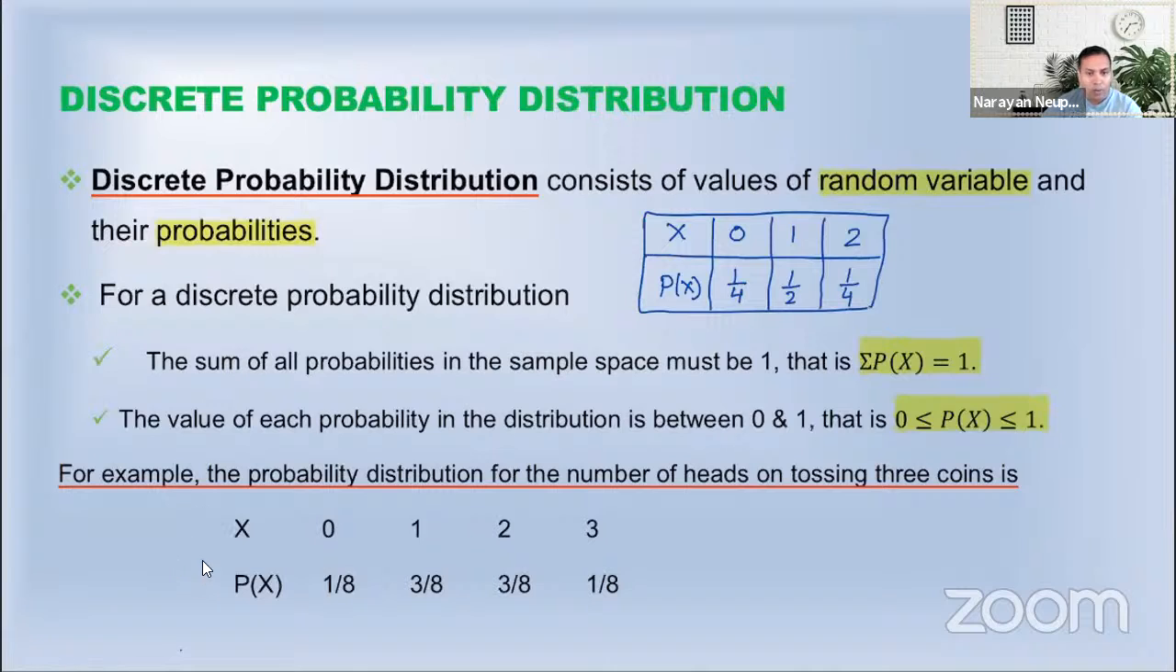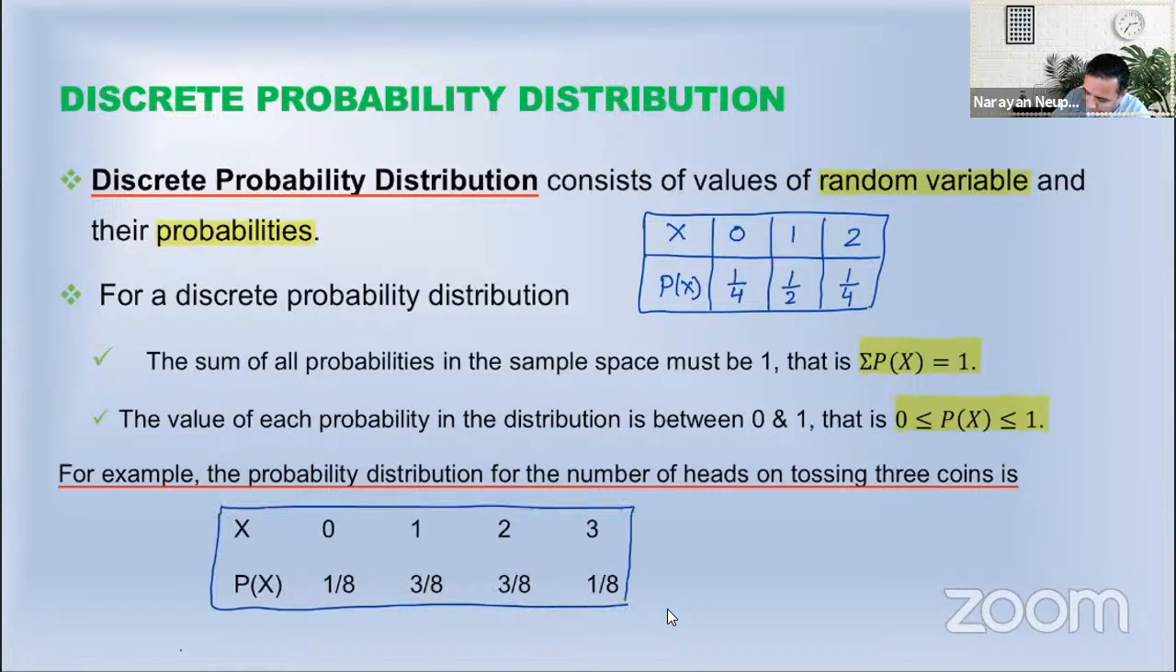Here I have the other one. We can check it quickly. For example, the probability distribution for the number of heads on tossing 3 coins. Now we are tossing 3 coins simultaneously. You may get 0 heads, or 1 head, 2 heads, or 3 heads. And we have the corresponding probabilities here. So we have created a distribution for the number of heads while tossing 3 coins.